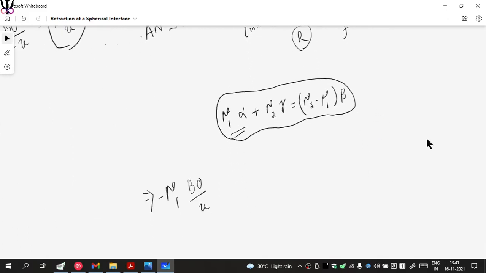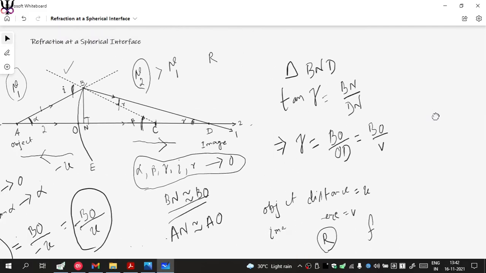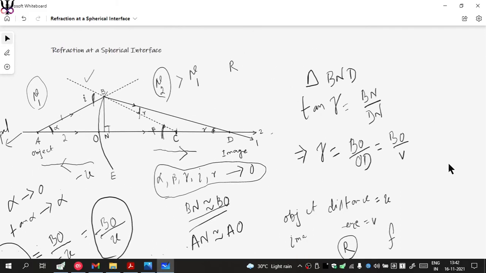So we write plus mu2 times gamma, which is BO upon V, and then we'll move on to the right hand side, where it is mu2 minus mu1 times beta. Again, take the triangle in which the angle is beta, that is the triangle BNC.